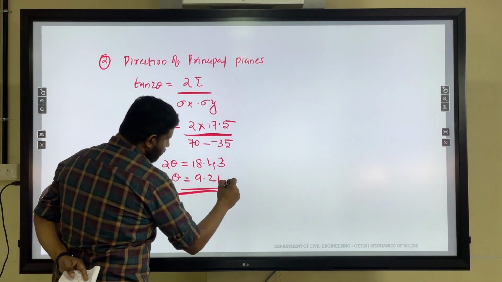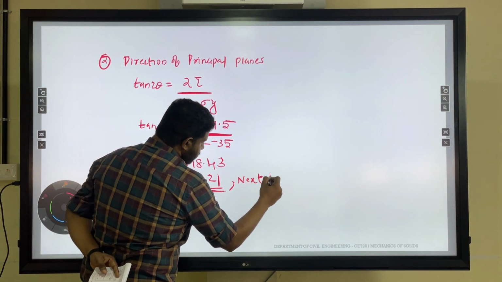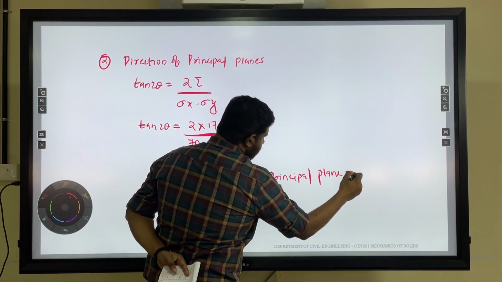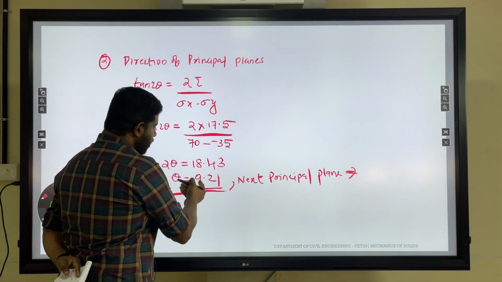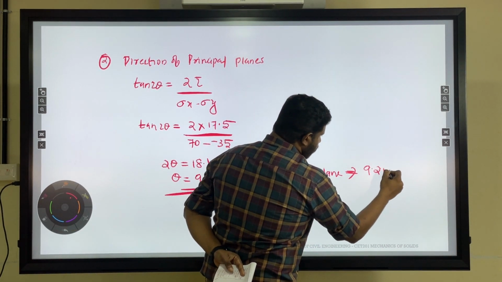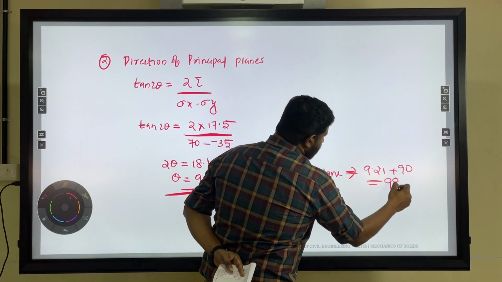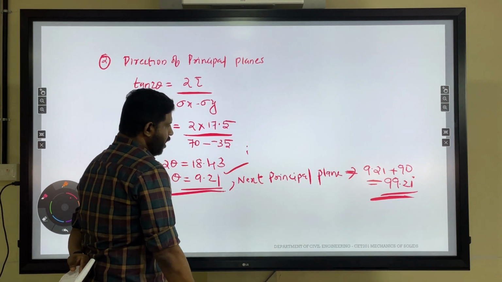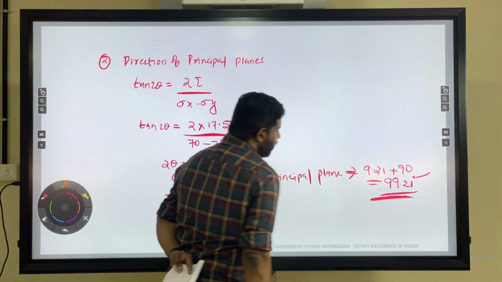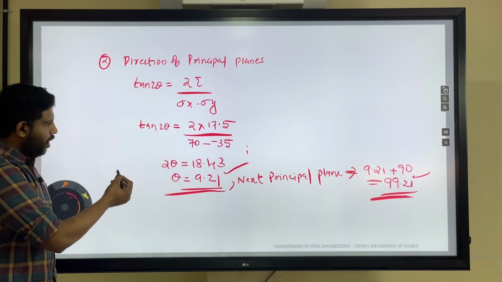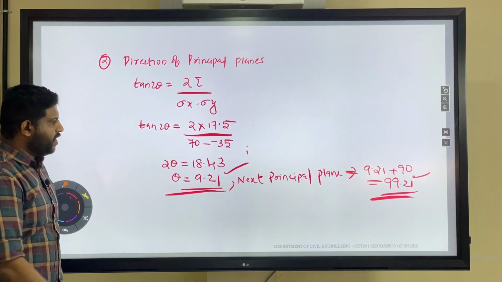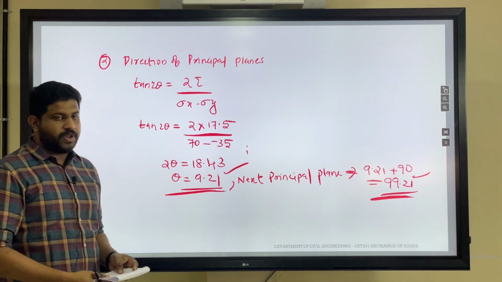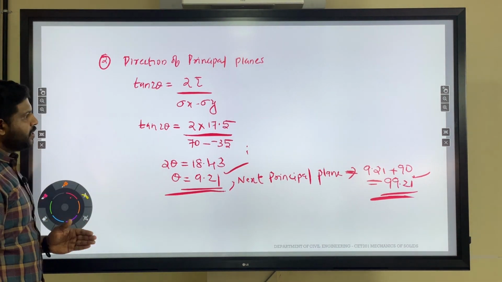Okay, next principal plane. For getting the orientation, just add 90 to this value. So 9.21 plus 90, we will be getting 99.21. Okay, so orientation of the first principal plane will be 9.21. Orientation of the second principal plane will be 99.21. That is, these planes are mutually perpendicular to each other. So after getting the orientation of the first principal plane, just add 90 to the first value. We will be getting the orientation of the second principal plane. So this is the second part of the question.